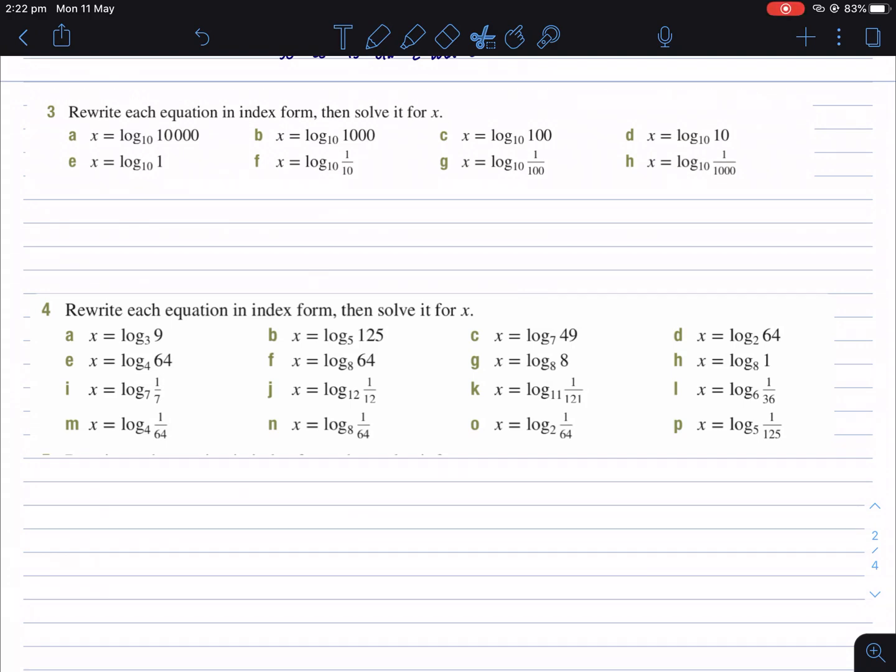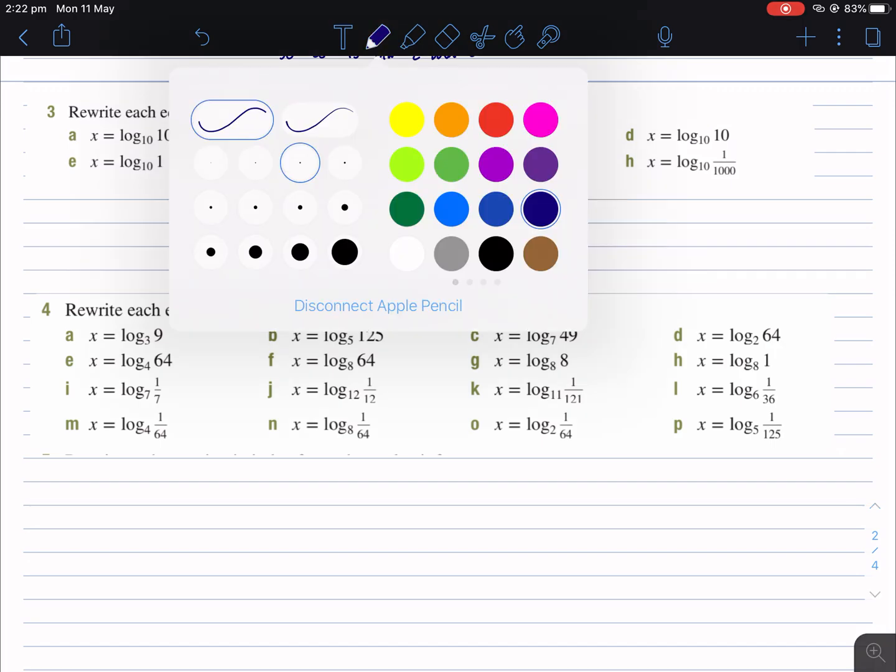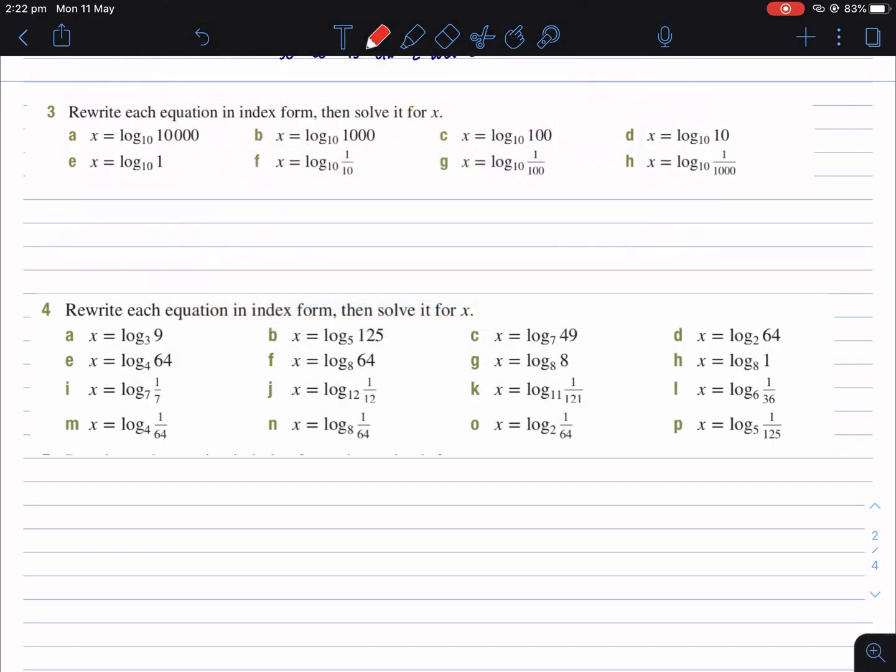Questions 3, 4, 5, 6, we're doing every second one, so the first and third columns. For this one, you're just putting it back into index form. I'd like to remind you, if I have log a to the b equals c, then that means a to the power of c comes out as b.